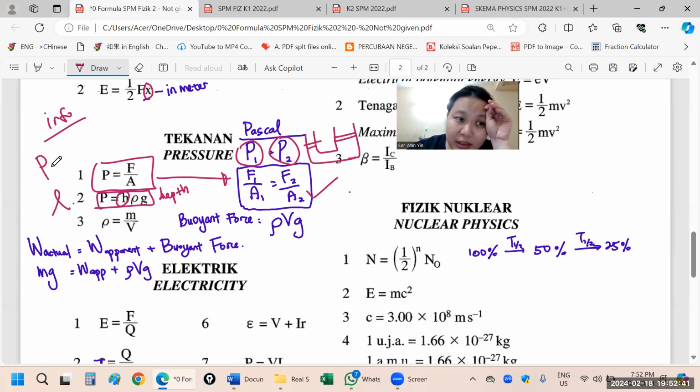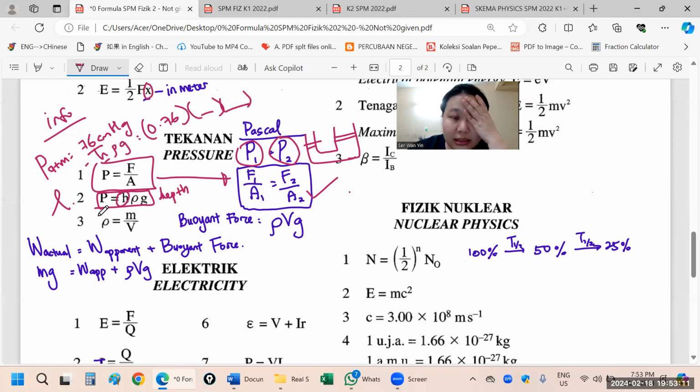Okay, and this is liquid pressure. Then atmospheric pressure, they might tell 76 cmHg. So how to change to Pascal? We use h rho g, and same thing, h is the depth, and then it is in Pascal. So you must change 76 cm into 0.76 meter times rho times g. Okay, and this is density. Density equals mass over volume.